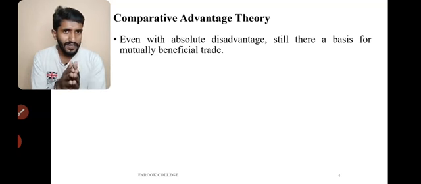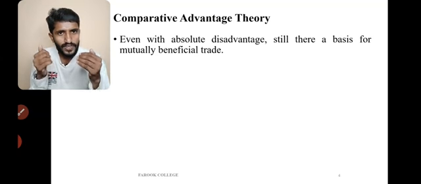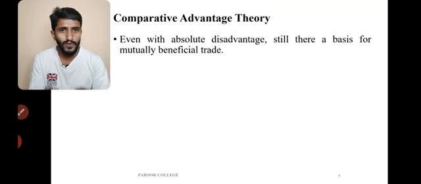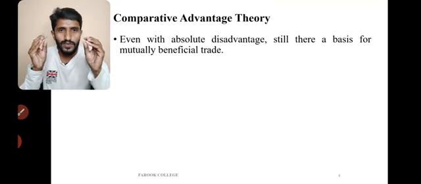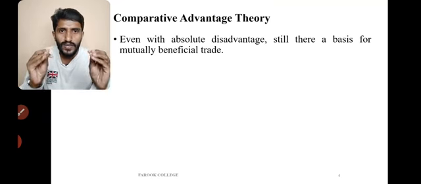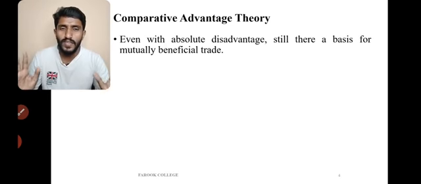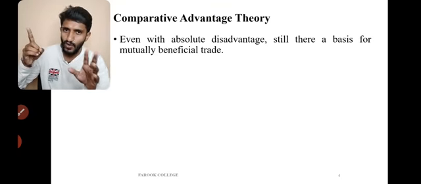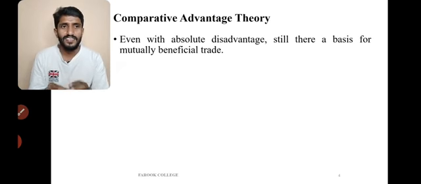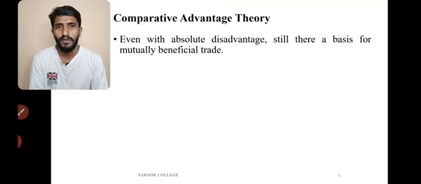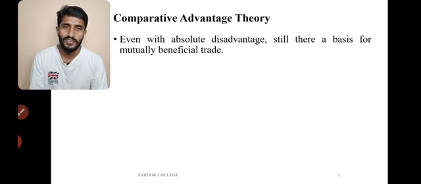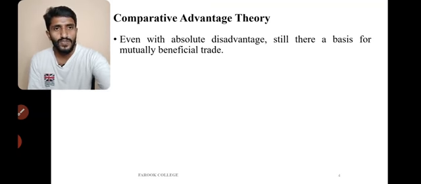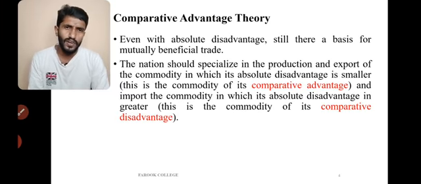But here, suppose that one country has a disadvantage in producing both the commodities. Then in Adam Smith's analysis trade is not possible. But here there is still a basis for mutually beneficial trade. That is Ricardo's comparative advantage theory. So what does Ricardo say exactly?